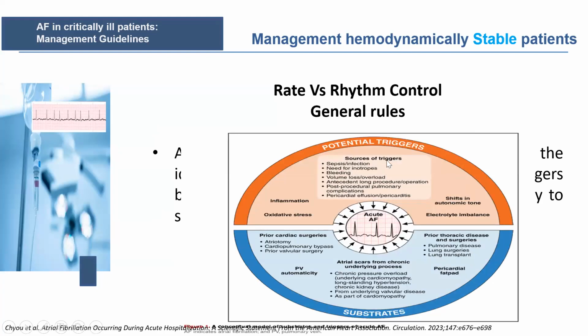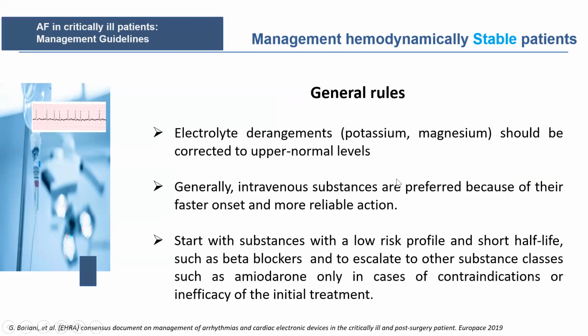The general rule is, whatever strategy you are going to take, whether rate control or rhythm control, you have to focus on correcting any underlying triggering factor, any possible things that could have contributed to AF development, like electrolyte imbalance, hypoxia, volume changes. All these things that could be corrected, you should focus on in order to help the patient restore sinus rhythm easily.